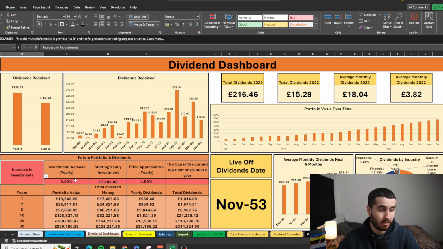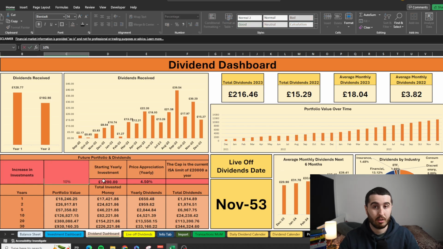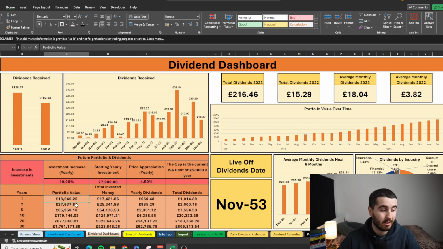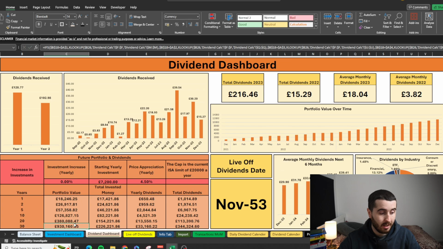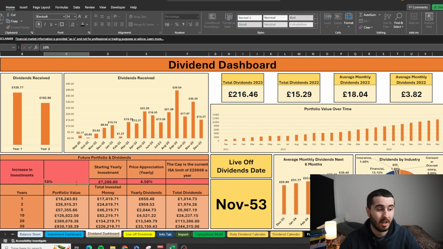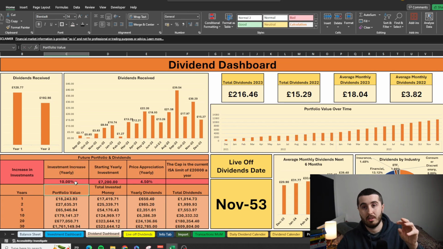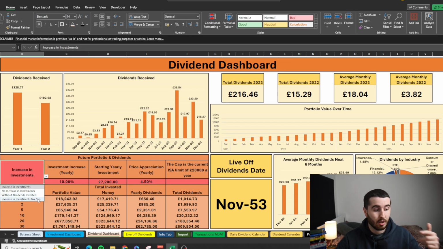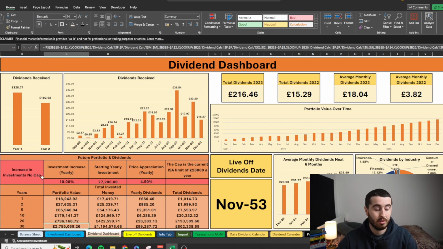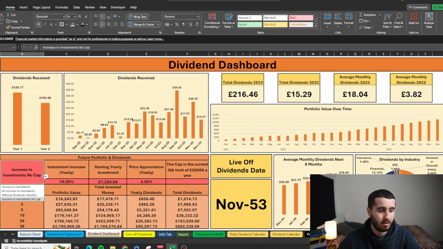So if we say increase in investments, and then we change this to 10%, so we're increasing it by 10% every year, that will then affect the figures that we have throughout the year. With a 0% increase every year, the portfolio value in 30 years will be £930,000. But if we increase our investments every year by 10%, but it stops at 20,000, so you get to a certain size in your investments every year and it stops at 20,000, in 30 years it'll be at 1.7 million. And if you say there's no cap to your yearly investments, that will then change to 2,785,000 in 30 years.